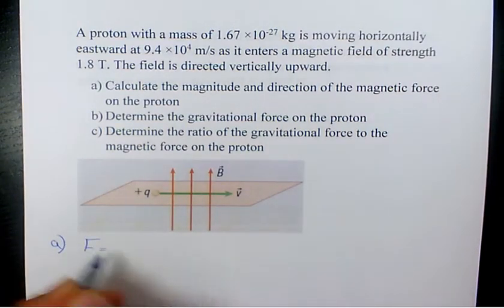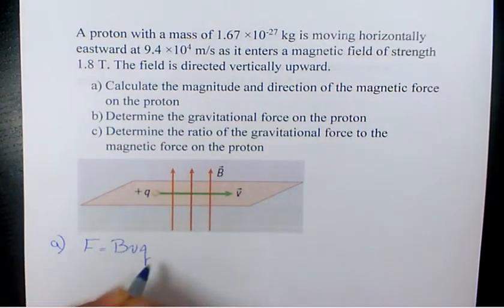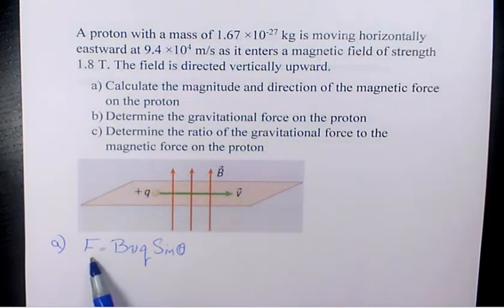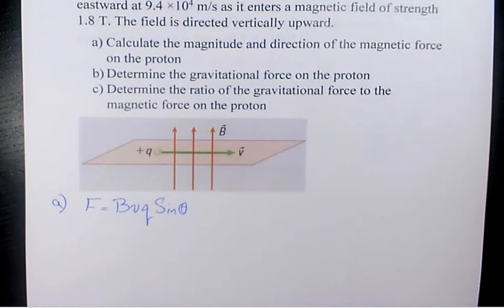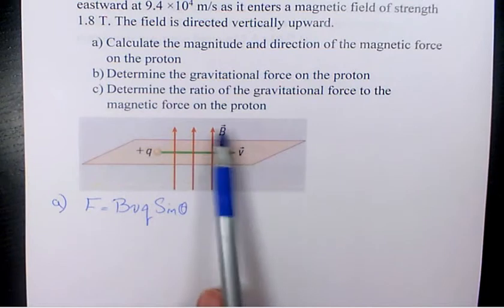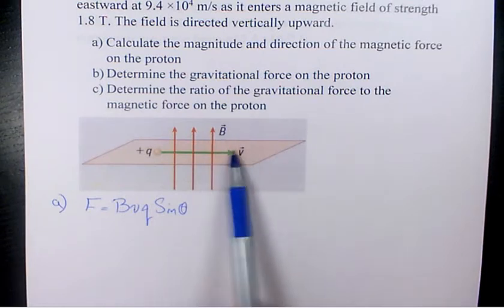F will be BVQ times sine theta. F is the magnetic force in terms of Newton. B is magnetic field strength in terms of Tesla. V is the velocity of the charged particle. Q is the charge of the particle, and sine theta, theta is the angle between the velocity vector and the magnetic field, which in this case is going to be 90 because they are perpendicular, and sine 90 is 1.